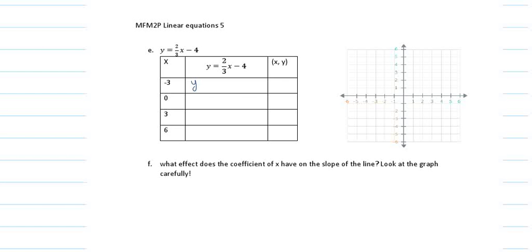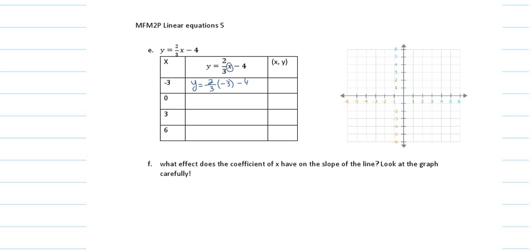So I'm going to explain this on the board as well. I'm going to take a video for the people who are not here. So what we do here is we replace x with the value that is given to us. So that's going to be 2 over 3 times negative 3, take away 4.